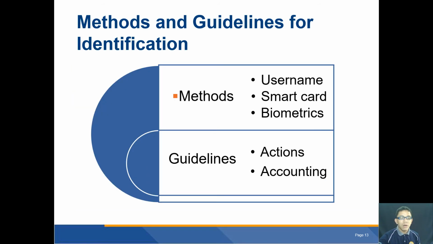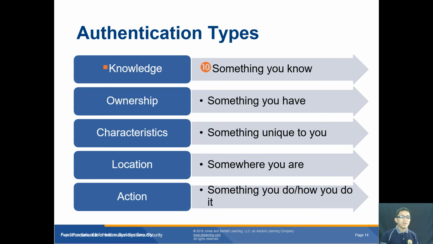Next. Okay, methods and guidelines for identification. So in identification, we have the username, the smart card, and the biometrics. The guidelines or actions: to ensure that all actions carried out in a computer system can be associated with a specific user. Okay, now for the authentication types.